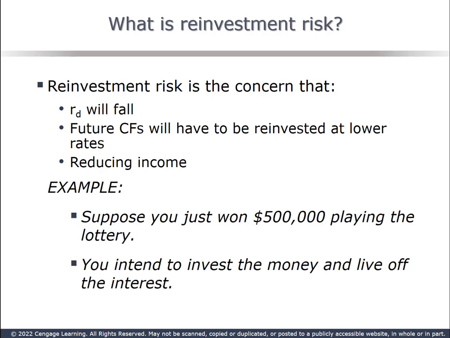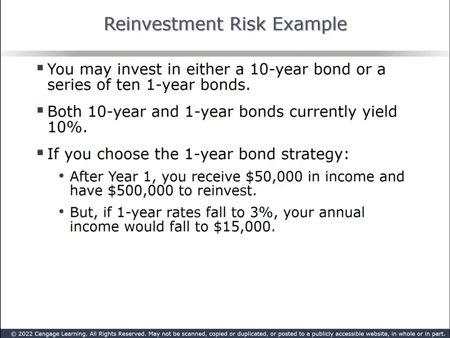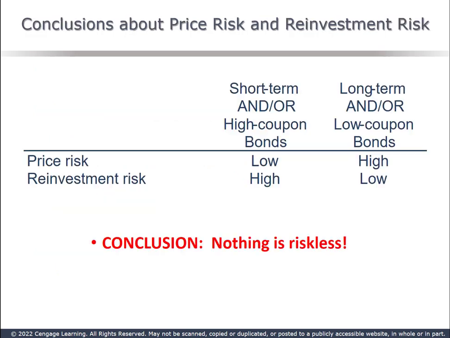As an example, to clarify it, suppose you just won $500,000 playing the lottery. You intend to invest the money and live off the interest. You have two options. You can invest in a 1-year bond paying 10% and reinvest every year, or you can invest in a 10-year bond paying 10%. If you choose the 1-year strategy and rates fall, your income will fall, but you benefit if the rates rise. If you choose the 10-year bond, your income is fixed, but you won't gain from rate increases. Bottom line, nothing is riskless.